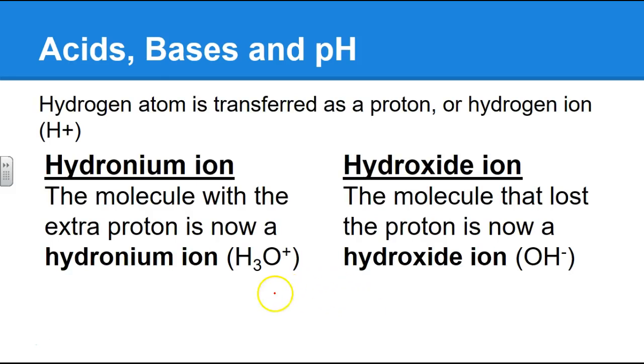So the hydronium ion has extra protons. The hydroxide has lost a proton, so it's less. So you'll see here those charges tell you what's going on with the charge. More protons because it's positive, less protons because it's negative. Okay, when we transfer a hydrogen atom, we're calling it a proton because it actually has one less proton than it does electrons.